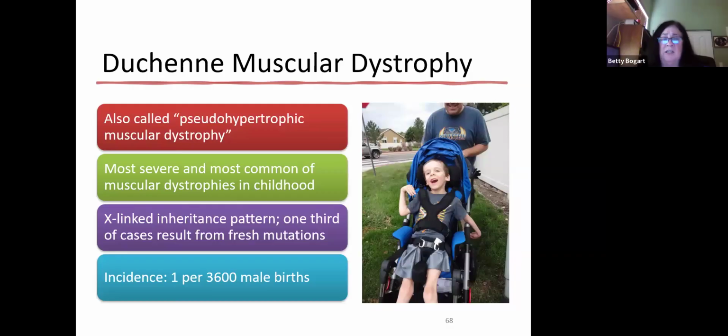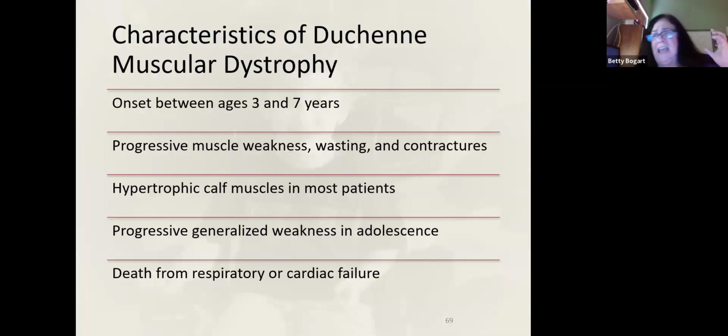Now, another neuromuscular disease is called Duchenne muscular dystrophy. This is the most tested neuromuscular disease on HESIs, NCLEX, and everything. So you need to know what Duchenne muscular dystrophy is. It's called a pseudohypertrophic muscular dystrophy. It's the most severe and most common, X-linked, mommy gives it to males. Males are usually aged 3 to 7 when we see it. This boy is usually up and walking, but we might see big hypertrophic calf muscles.